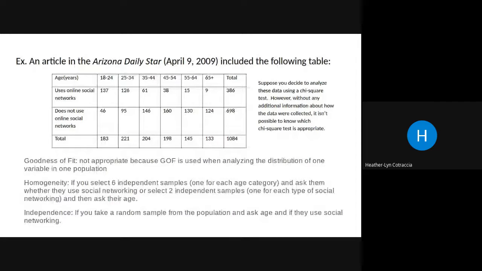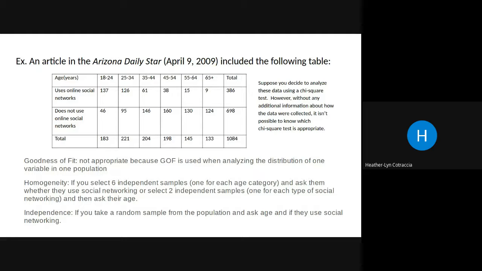Okay, so here's, like I said, the last example. Here's data, and they're saying, what test do you think that you should use? The first one that I can rule out is chi-squared, because when you see chi-squared, you are going to see one column or one row. That's it. You're only looking at one thing about that population.